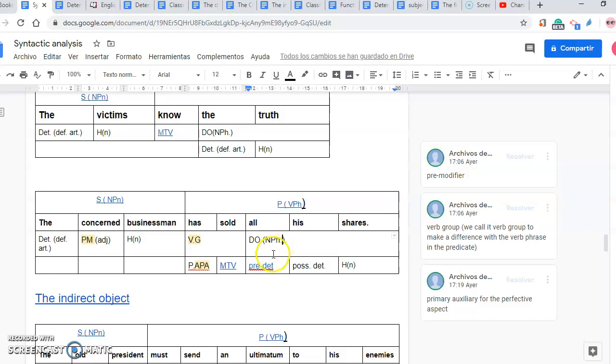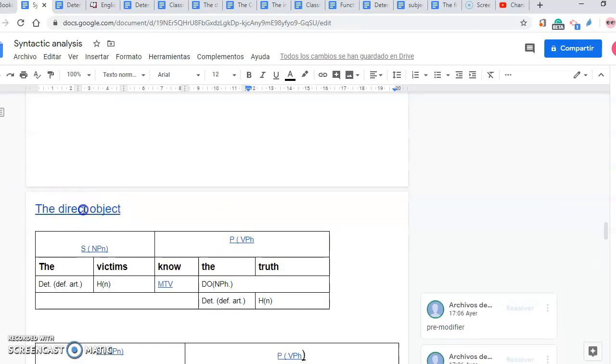It is a noun phrase where we've got all, that is a predeterminer. Predeterminer, both, all, none, they are all predeterminers because they are before the determiner. All, his, all, the, both, the. So that is why it is called predeterminer. His, possessive determiner. Shares is the head noun. So now let me show you something about the direct object that we've got here.